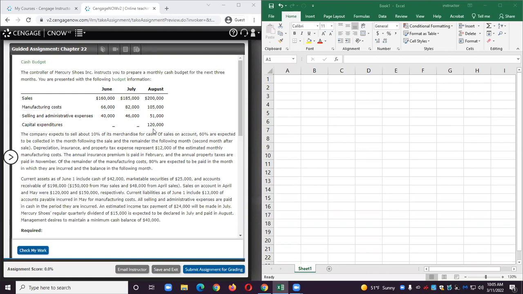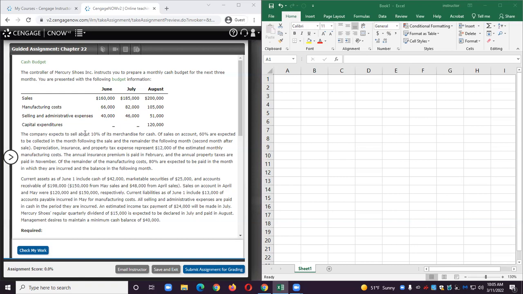And then it gives us, I believe the technical term is a butt ton of other information. Like, man, if you hate word problems, this is the wrong class, right? It's just tons of info.